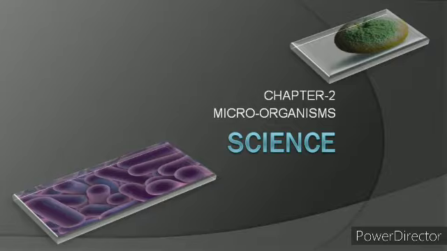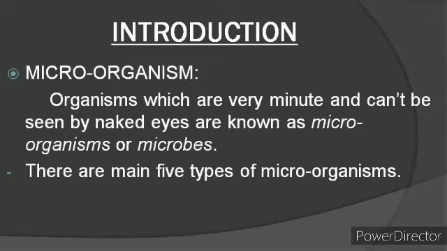Now when you understand about microorganisms, first of all we must understand that there are different kinds of organisms living around us, and the very inception, the very beginning of life came itself from an amoeba. Amoeba was a microorganism. So what do you mean by microorganism? Organisms which are very minute and cannot be seen by naked eyes are known as microorganisms or microbes.